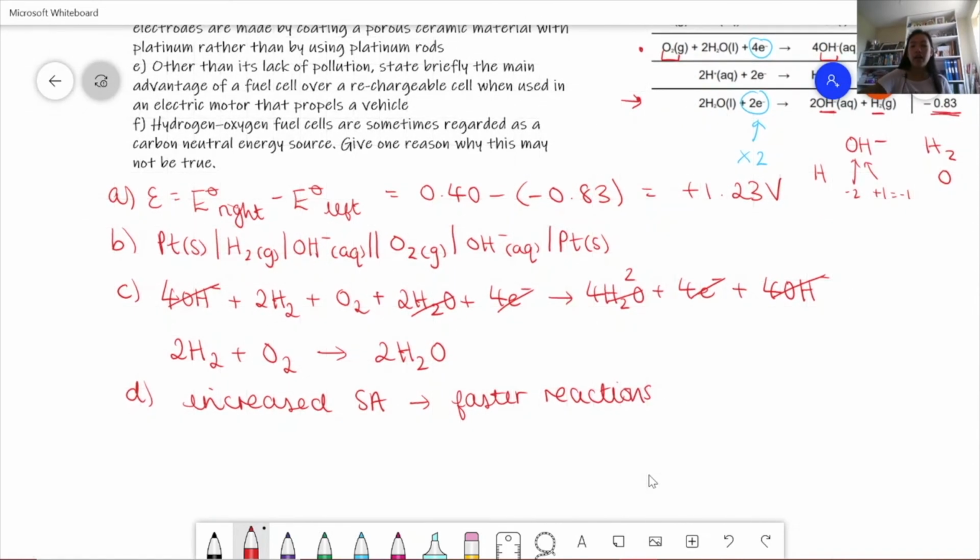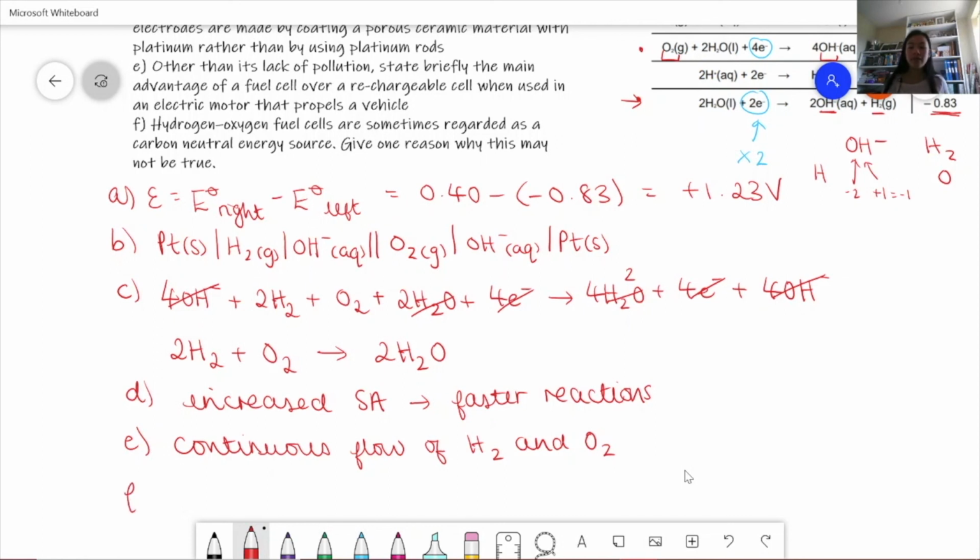And then for E, other than its lack of pollution, state briefly the main advantage of a fuel cell over a rechargeable cell when used in an electric motor that propels a vehicle. The main advantage is that we don't have to stop it to be recharged because it has that continuous flow of hydrogen and oxygen. So as long as there's a continuous flow of hydrogen and oxygen, that means that the electric motor will be able to propel the vehicle.